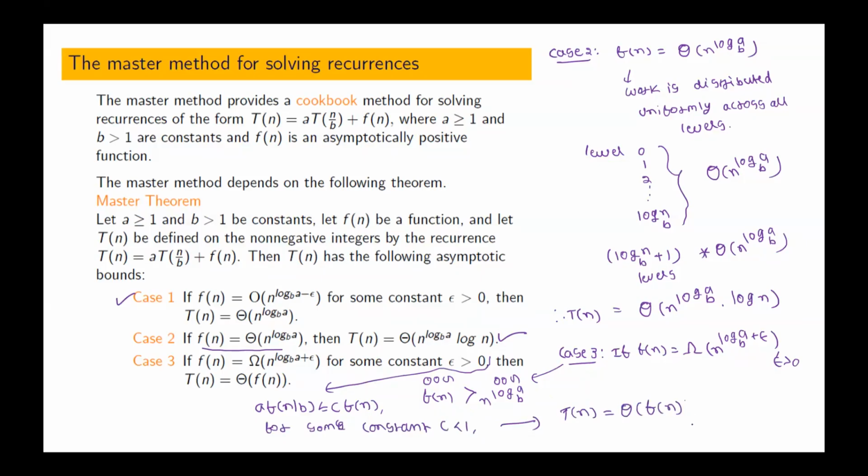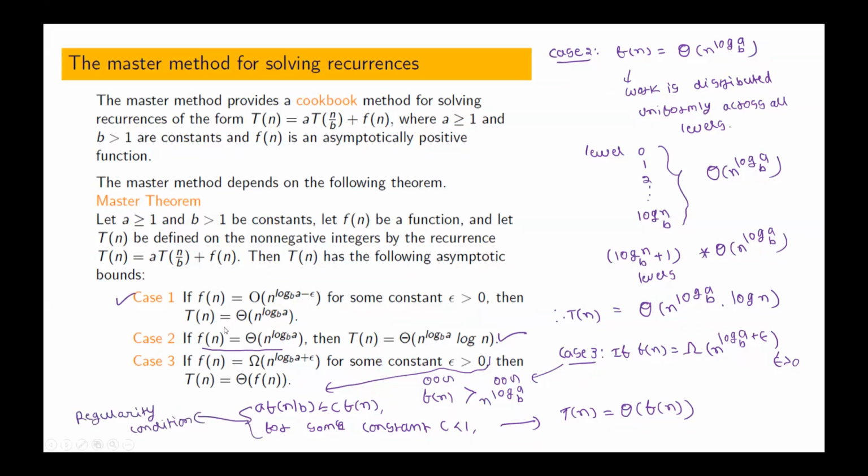That means the work done at divide step and combine step dominates all other works. That means in the recursion tree, the amount of work done at the root dominates all other costs. But this condition is important. This is called regularity condition. We will see this with different examples.